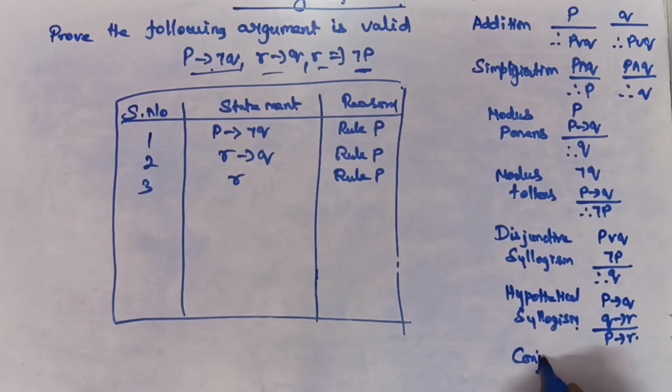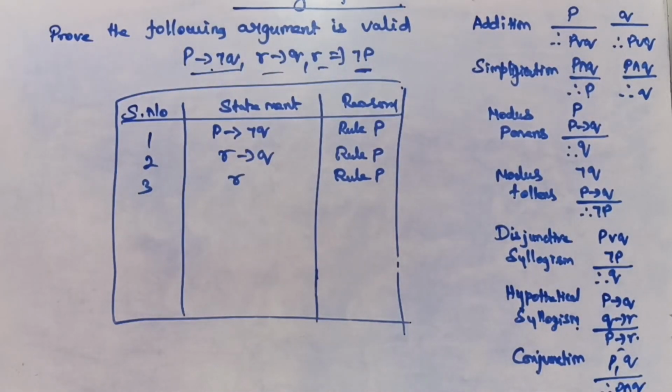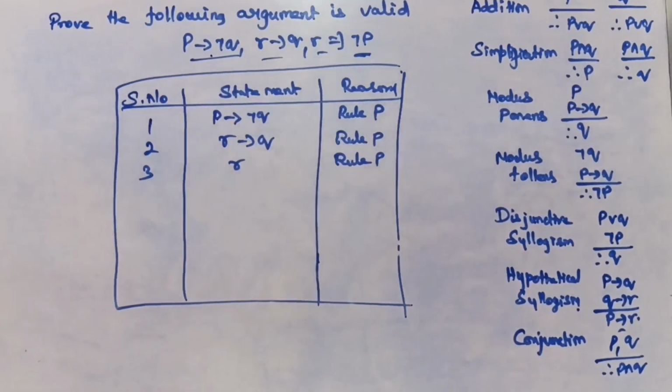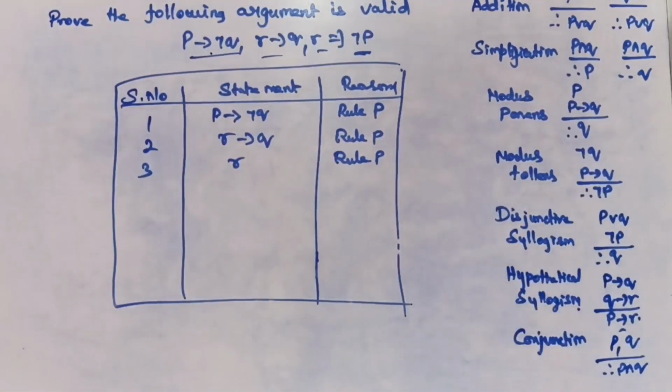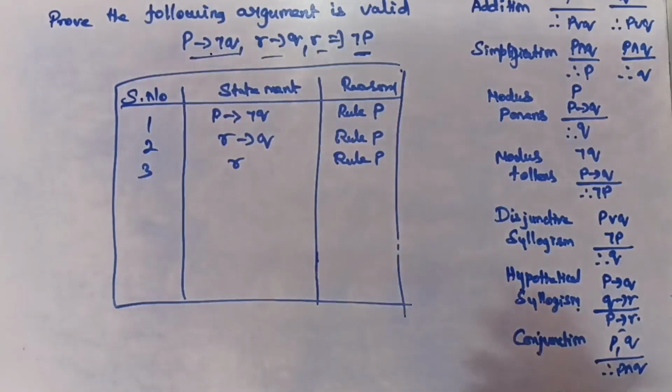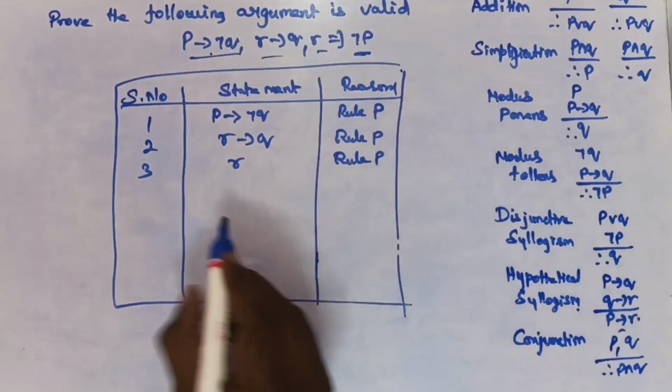Conjunction: if you have P, Q, we can write P and Q. If you have P comma Q, then we can write P and Q. That is conjunction. So basically we use only these formulas, though we have more than this, and whenever we need them we can use them.